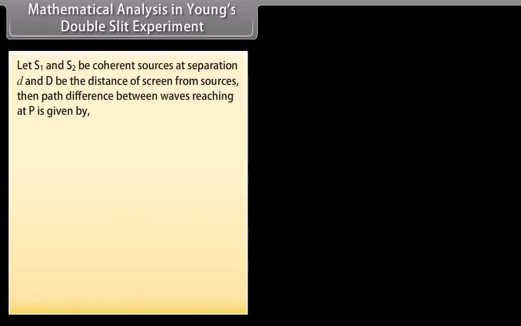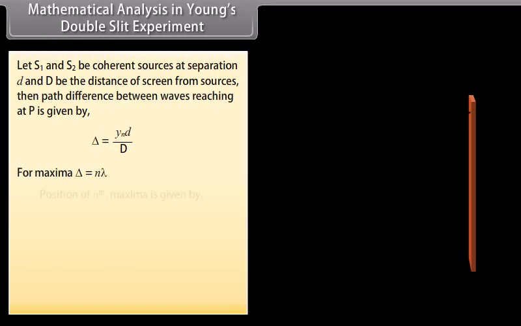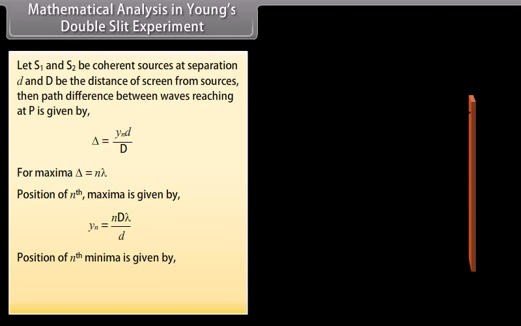Mathematical analysis in Young's double-slit experiment. Let S1 and S2 be coherent sources at separation d and capital D be the distance of the screen from the sources. Then the path difference between waves reaching at P is given by the product of yn and d divided by capital D. For maxima, delta is equal to n lambda, and the position of nth maxima is given by n capital D lambda upon small d. The position of nth minima is given by (2n minus 1) upon 2 into capital D lambda upon small d.